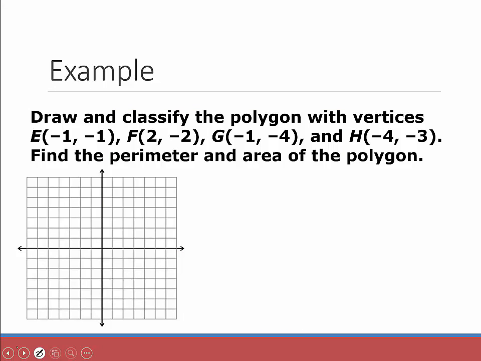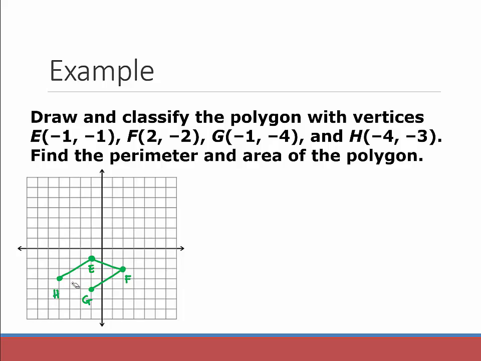So this first one, draw and classify the polygon with these vertices, find the perimeter and the area of it. So we're going to plot -1, -1, 2, -2, -1, -4, and -4, -3. So here's our polygon.